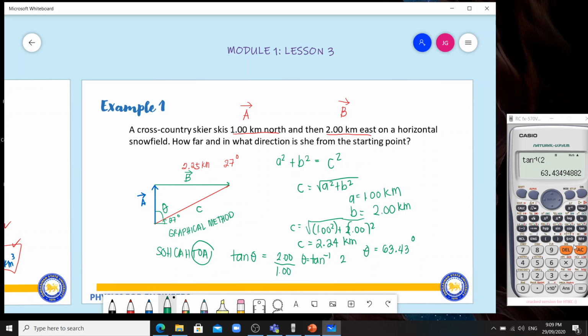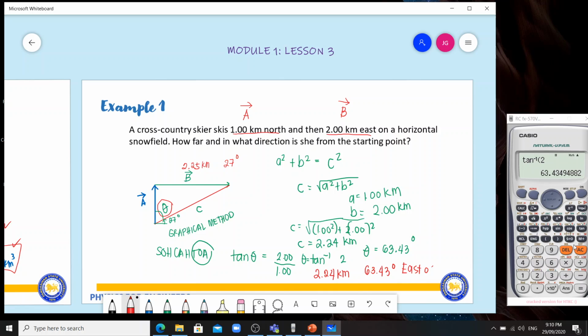So, pwede na to, depende dun sa direction mo. Pwede mo siyang sabihin na ang final answer natin is how far and in what direction is she from the starting point. Pwedeng ang final natin is 2.24 kilometers, 63.43 degrees. Ito kasi yung theta na yun, east of north. Kasi ito yung north natin, ito yung east. So, going to the east siya. So, east of north.